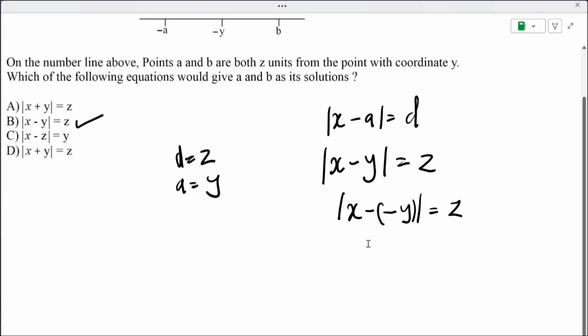This is not the final answer. We'll further simplify. We have the absolute value of x. We'll resolve these two negatives to one value. Negative times negative gives you positive. So we have positive y equals z. So if this were negative y, the result will be the absolute value of x plus y equals z.